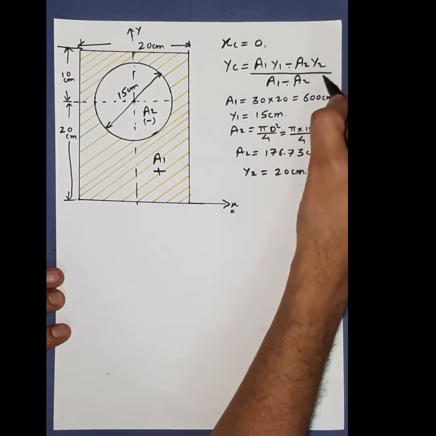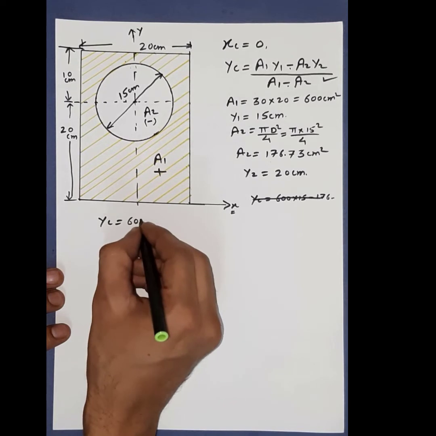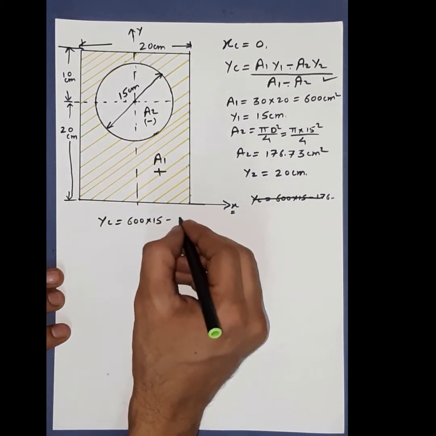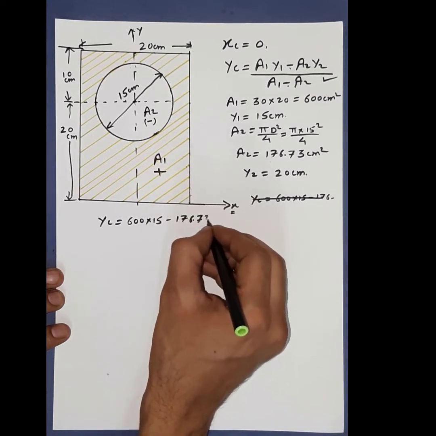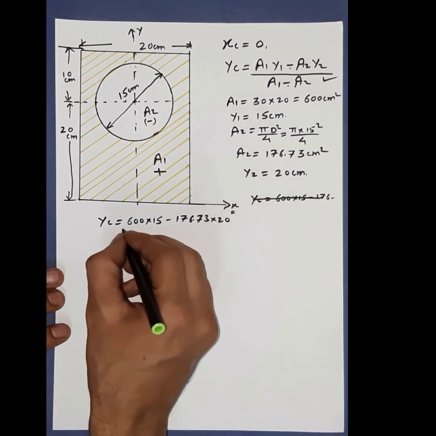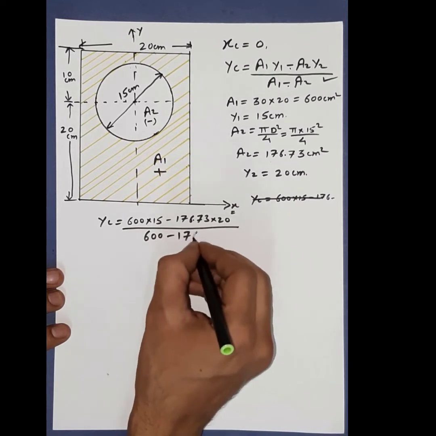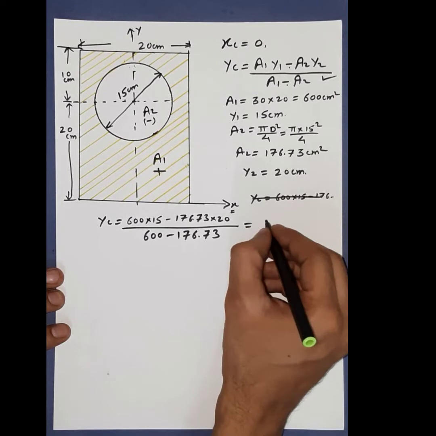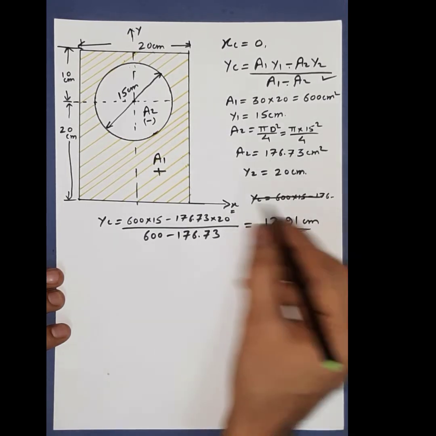Putting all the values in this formula, yc is equal to 600 into 15, A1 y1, minus A2, 176.73 into 20, divided by 600 minus 176.73. So you will get the answer for yc as 12.91 centimeter.